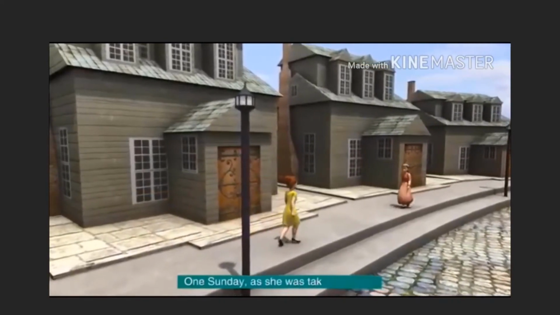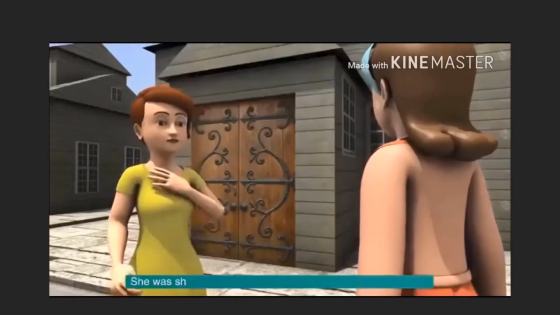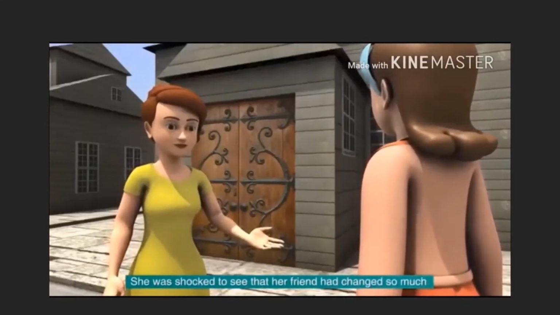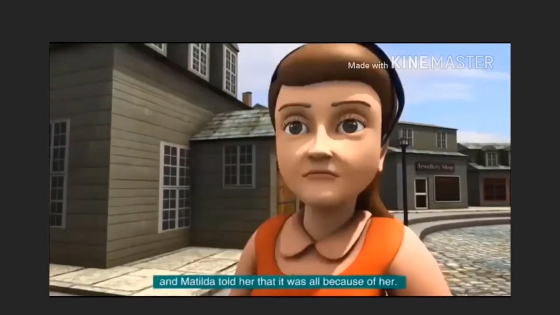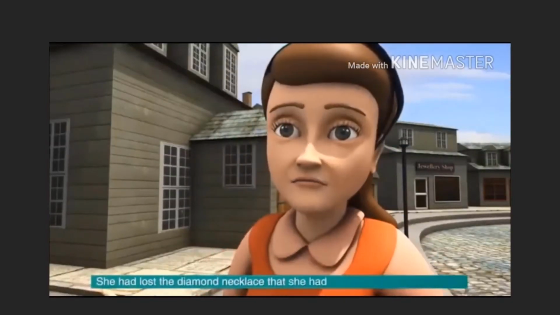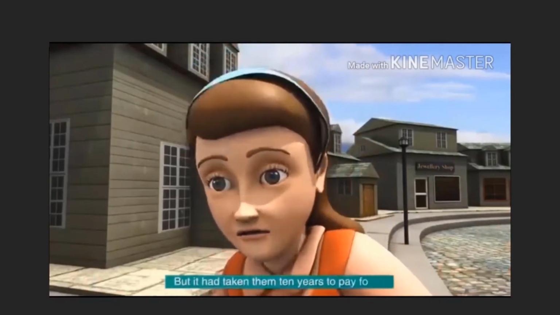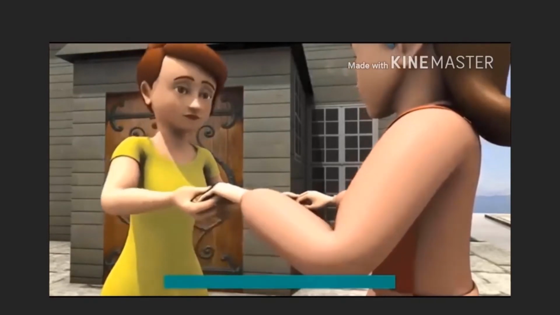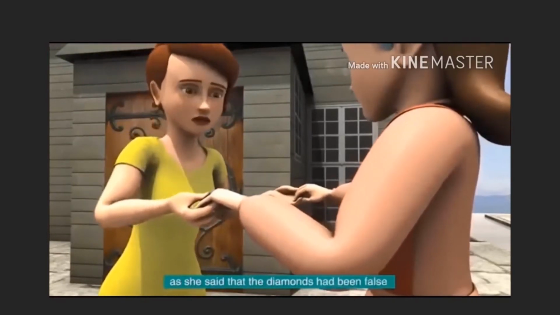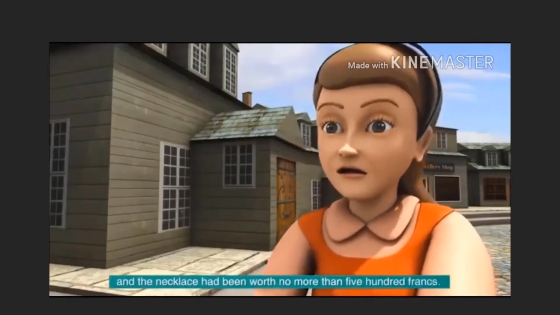One Sunday, as she was taking a walk, she suddenly saw Madame Forestier. She was shocked to see that her friend had changed so much, and Matilda told her that it was all because of her. She had lost the diamond necklace that she had lent her and had replaced it, but it had taken them 10 years to pay for it. Madame Forestier held both hands of her friend as she said that the diamonds had been false and the necklace had been worth no more than 500 francs.